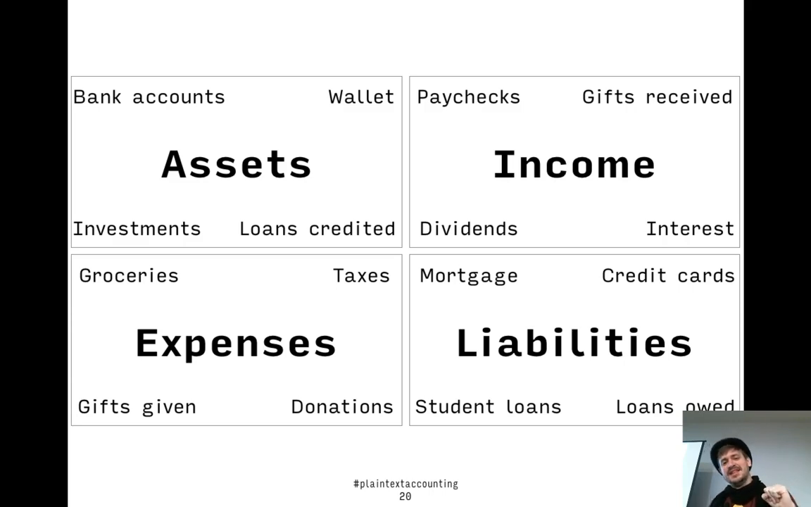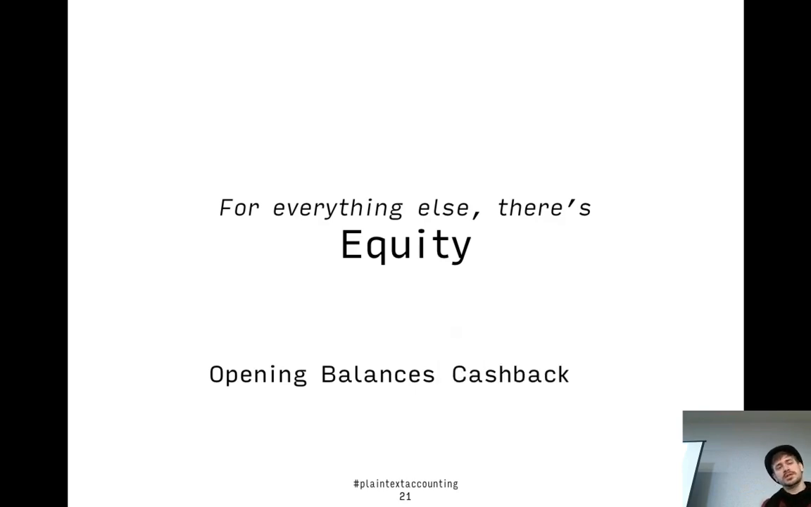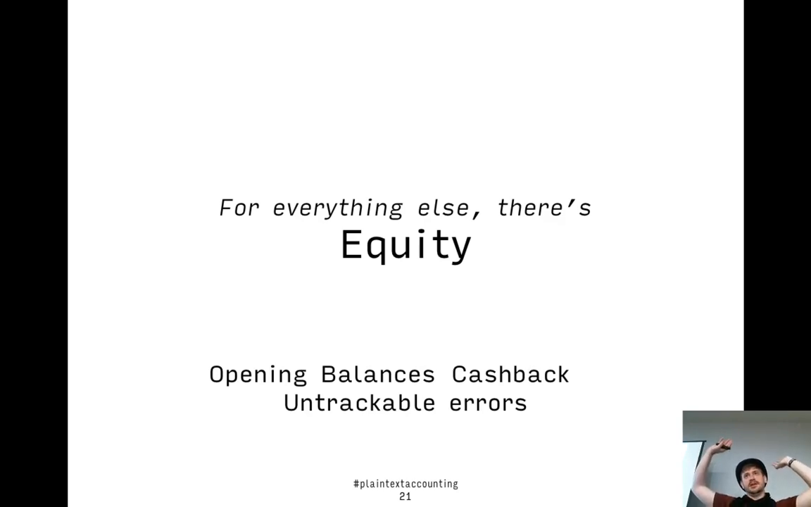And then for everything else, there's equity. Equity is commonly used as a catch-all, at least I use it as a catch-all, most often used to capture things like opening balances, but also serves as a bin for rewards, cash back, things like that, as well as unbalanceable accounts, such as when you're just kind of throwing your arms up in the air when you're balancing your checkbook because you have no idea where that 1 penny is and you'd rather go drink a beer.